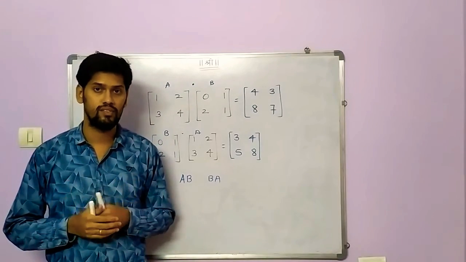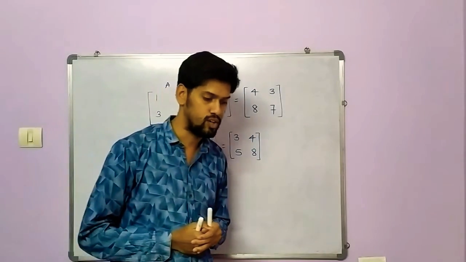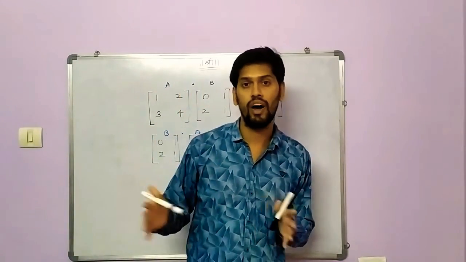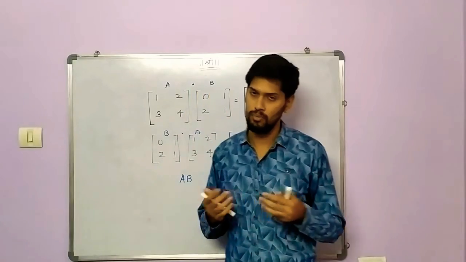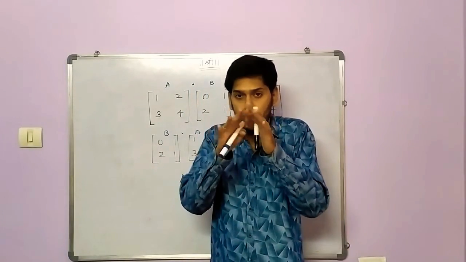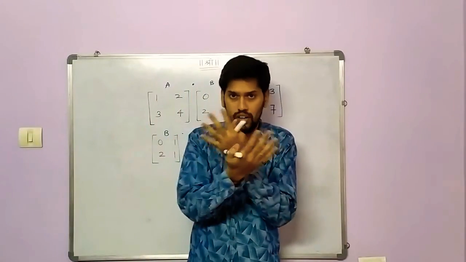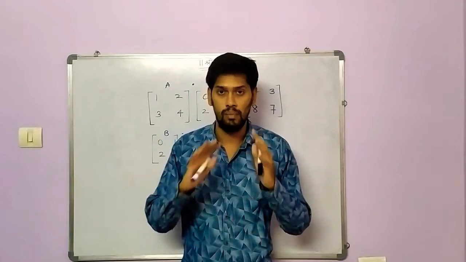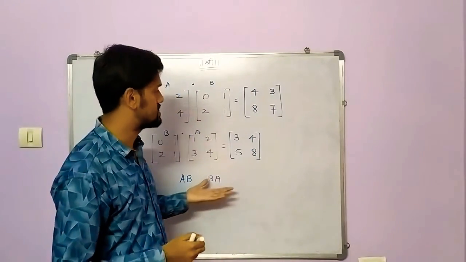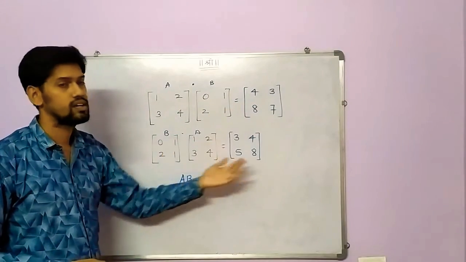In real numbers, however, we of course observe that A into B is always equal to B into A. For example, 3 into 5 and 5 into 3 will give you the same answer, or 2 into 4 and 4 into 2 will always give you the same answer. They are commutative. You can multiply either 2 first or 4 first, it will not make any difference. But in terms of matrices, it does make a difference. A into B and B into A is not same.